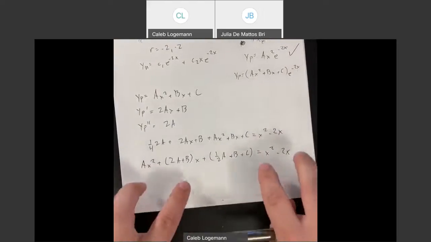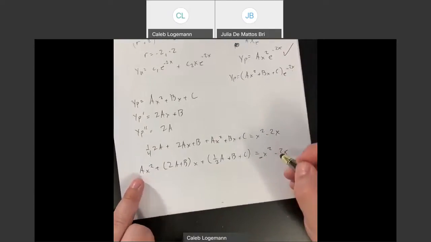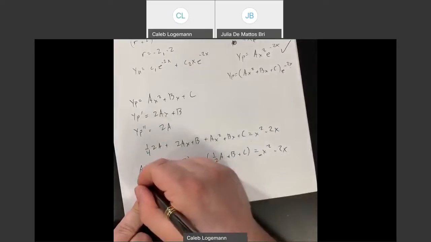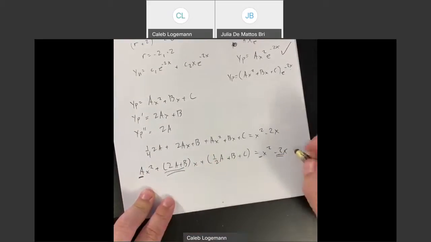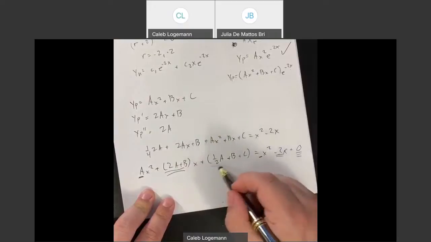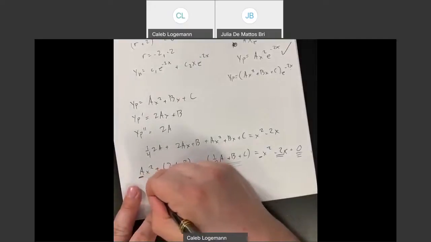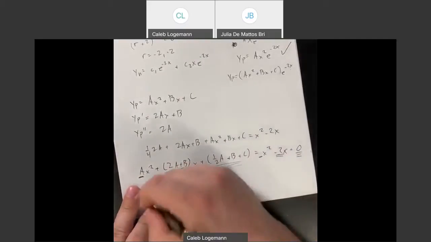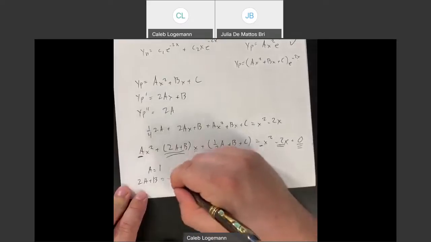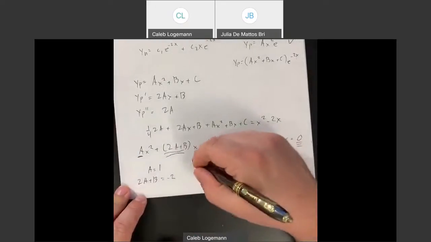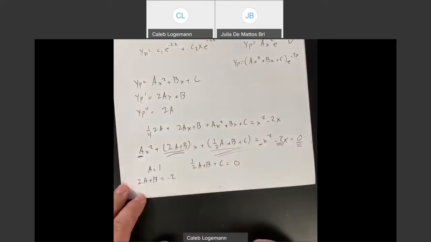We want these two sides to be equal everywhere, which means we can match up the coefficients. Whatever the coefficient in front of x squared, that should equal the coefficient in front of x squared here. Whatever the coefficient in front of x should equal the coefficient in front of x. And whatever the constant, that should equal the constant. So we get our equations. It tells us that a has to be 1, 2a plus b should equal -2, and then lastly 1/2 a plus b plus c should equal 0.